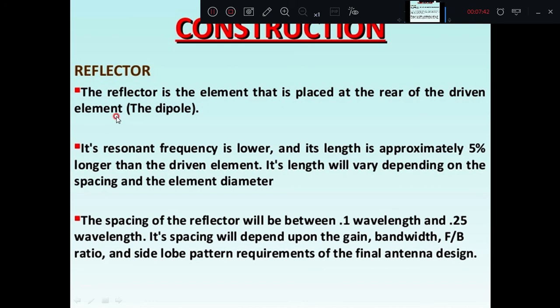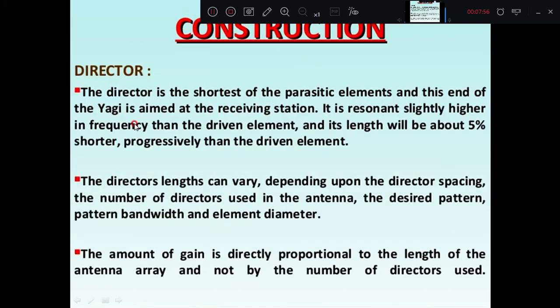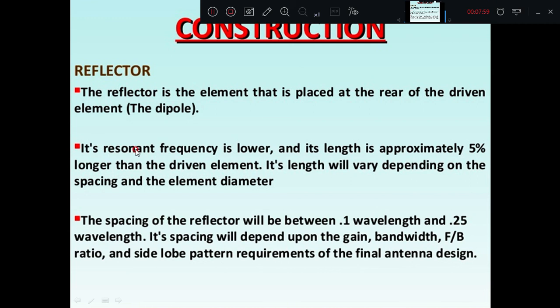And coming to the reflector, the reflector is the element that is placed at the rear of the driven element. You can see here, this is a reflector, placed at the rear of the driven element. Its resonant frequency is lower and its length is approximately 5% longer than the driven element. What is the length of the director? It is 5% shorter than the driven element, whereas the reflector length is approximately 5% longer than the driven element.